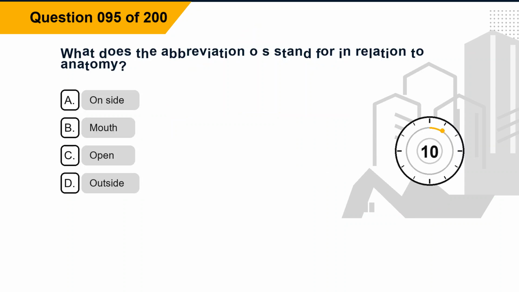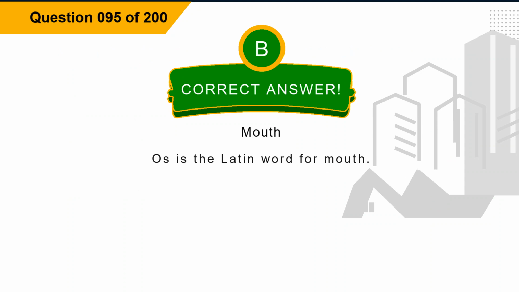Question 95. What does the abbreviation OS stand for in relation to anatomy? Option A, on side. Option B, mouth. Option C, open. Option D, outside. The correct answer is option B, mouth. Explanation. OS is the Latin word for mouth.